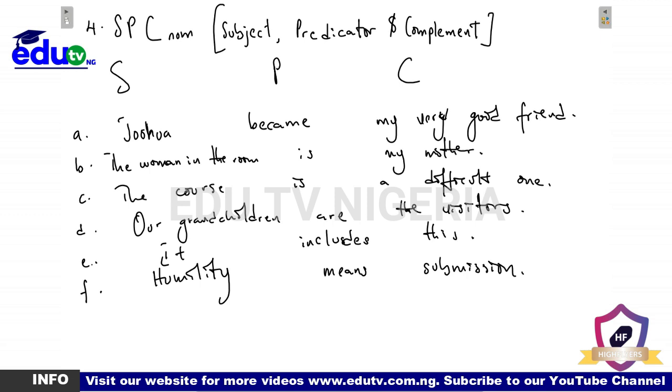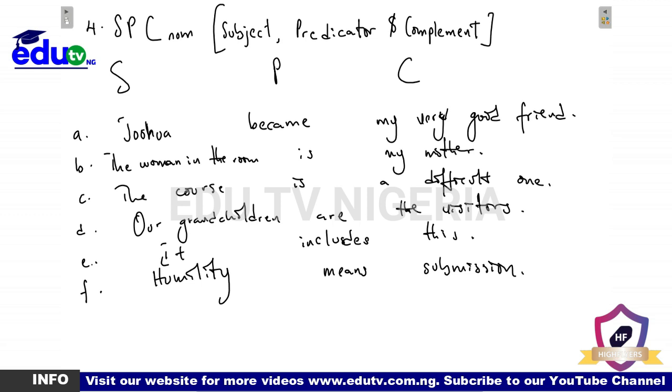The course is a difficult one. What is the course, or what's the nature of the course? We would say it is what? A difficult one. Am I right? Or I would say what type of course it is. It is a difficult one. Our grandchildren are the visitors. Who are the visitors? Our grandchildren, right? It includes this. What does it include? This, right? So that means that this is part of what makes it. Exactly. Now, humility means submission. So what is humility in this context? Submission. And what is submission? Humility. Do we understand that? Now, another thing is that we said that the complement intensive here is actually a noun phrase or a nominal group. My very good friend is a noun phrase. My mother is a noun phrase. A difficult one is a noun phrase.